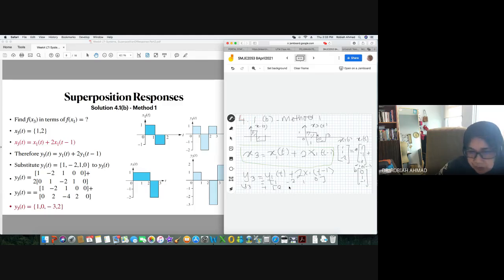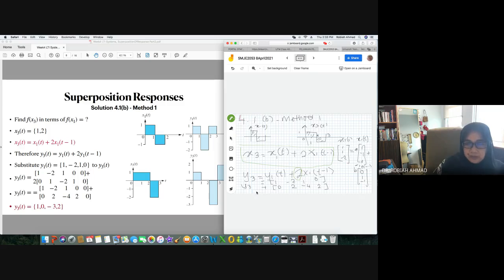This one will be minus 4. Zero first, okay, because it has shifted. Zero, 2, minus 4 and 2. Because here we have 2 here. I colored it. We have 2 here.